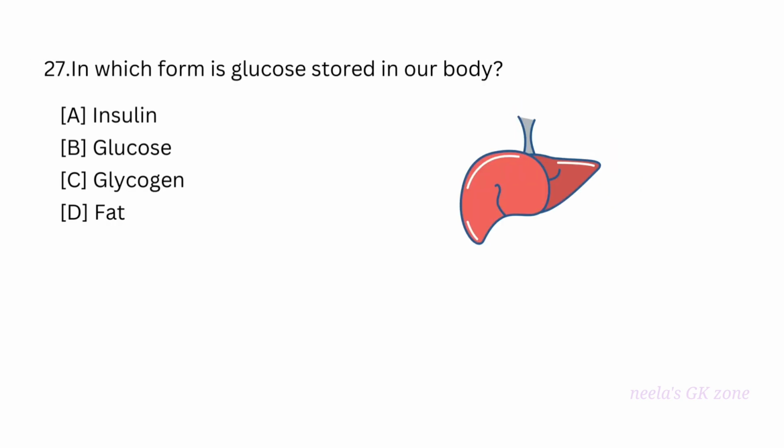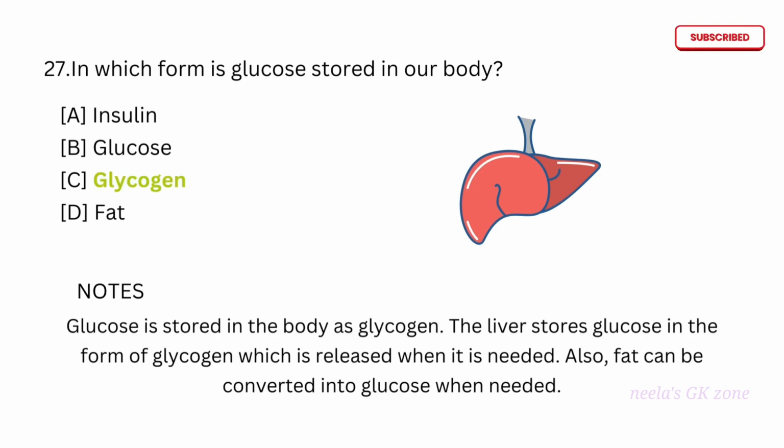In which form is glucose stored in our body? Insulin, glucose, glycogen, fat. And the answer is glycogen. Glucose is stored in the body as glycogen. The liver stores glucose in the form of glycogen, which is released when it is needed. Also, fat can be converted into glucose when needed.